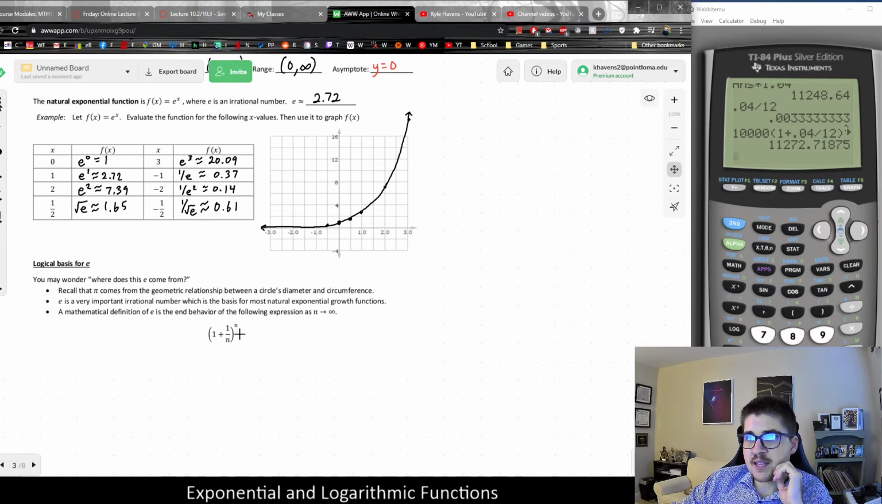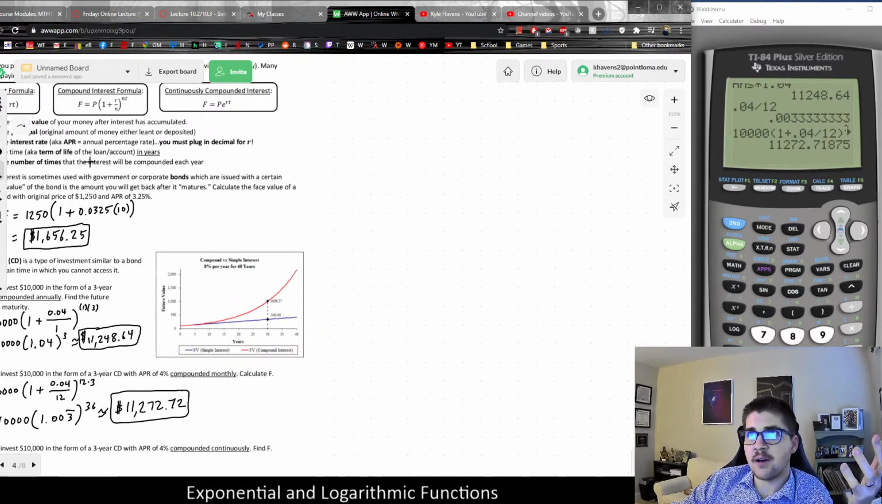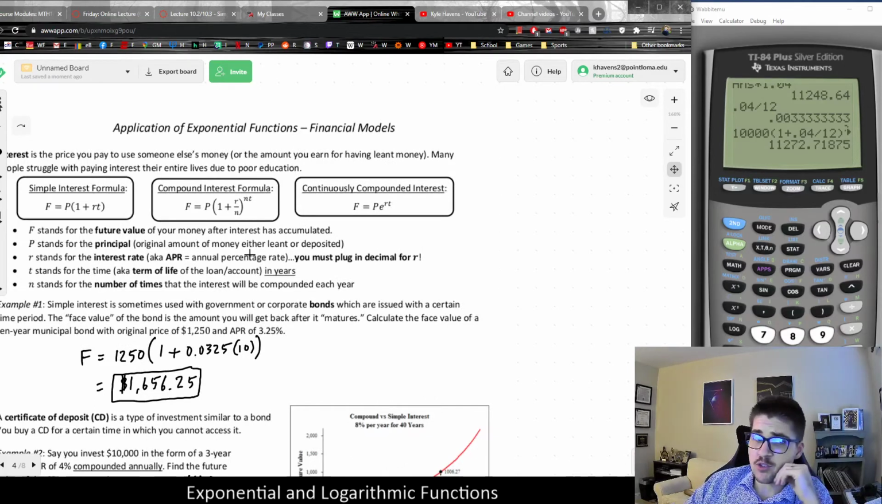And if you remember what I was saying in a video or two ago, what happened as n approaches infinity is basically this whole algebraic expression morphed into that very specific number e. And that's exactly where this compounded continuously interest formula comes from. That's what I wanted to elaborate upon.